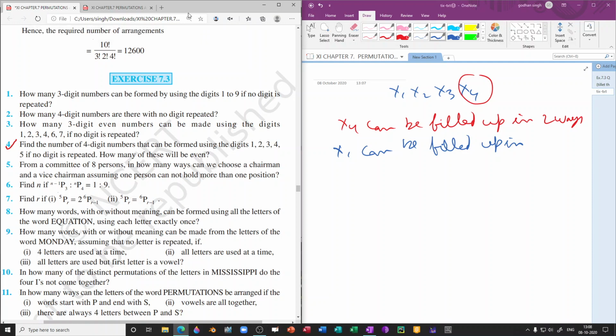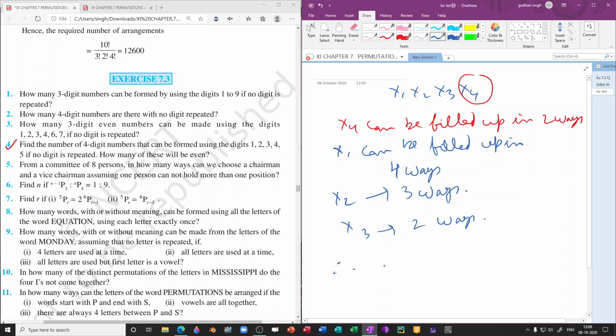So here we have 5 digits: 1, 2, 3, 4, 5. Out of that, one has been used up for x4. So remaining are 4. So x1 can be filled up in 4 ways. Then x2 can be filled up in 3 ways. Then our x3 can be filled up in 2 ways.